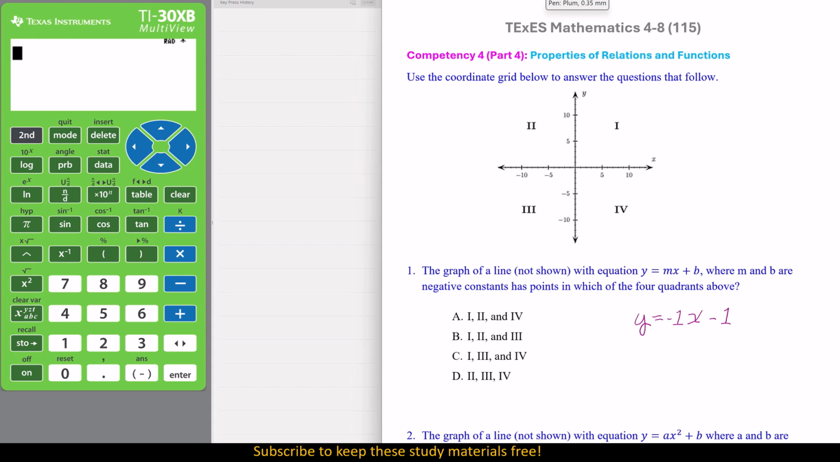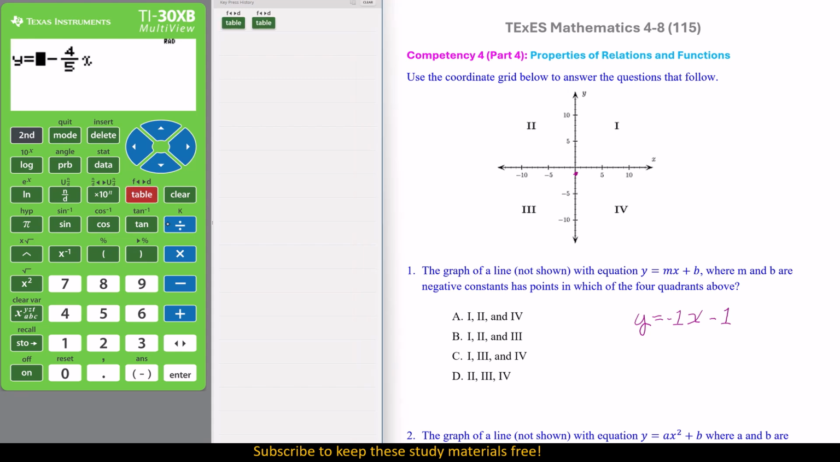Okay? That being said, that means that our intercept would be negative 1, and then let's see here, where would it cross? Let's do this. Watch. Use your table, clear everything out, and put in negative. Well, we could just say negative x or put in negative 1x. Either way, you're correct, okay? Then minus the 1.